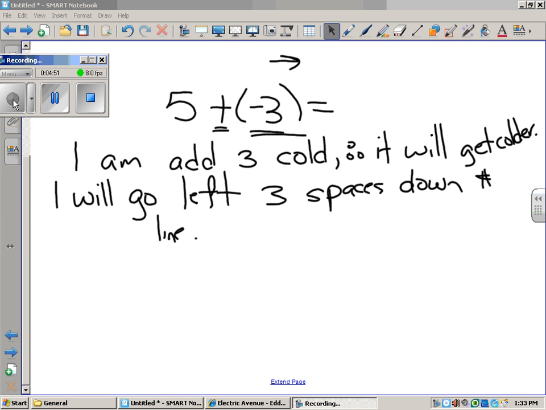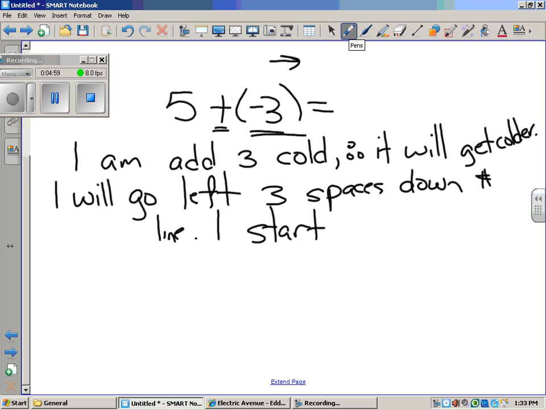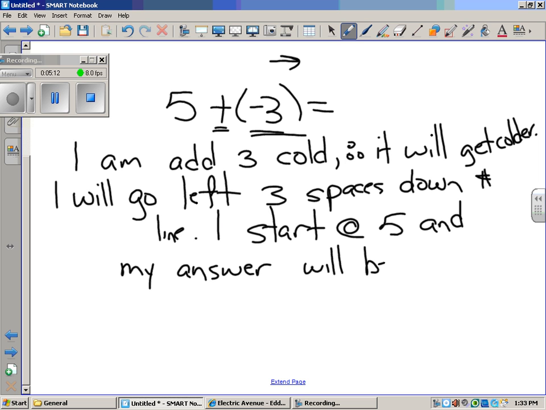So we're going 3 spaces down the number line. You now know that you can say to yourself, I start at 5, and because I'm going left, my answer will be 2.